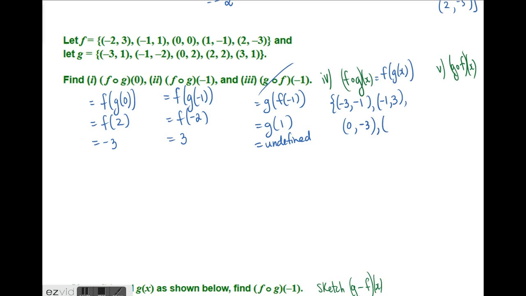We have another point. The next point is 2. Next input 2. The 2 gives you an output of 2. So once again, you locate 2 in the function f and look for its output, which is -3. And last point, 3 goes to 1 and 1 goes to -1. So 3 goes to -1 overall.